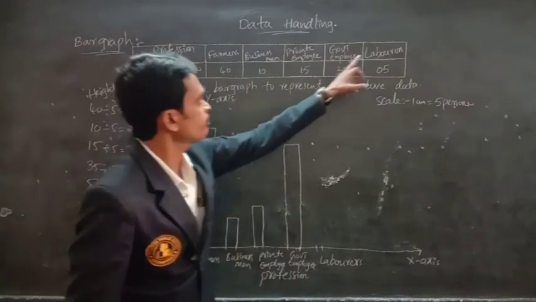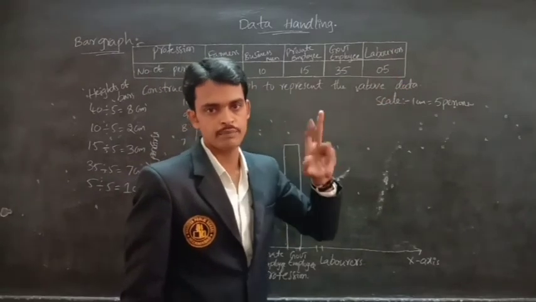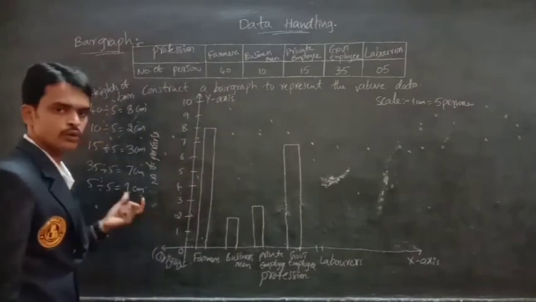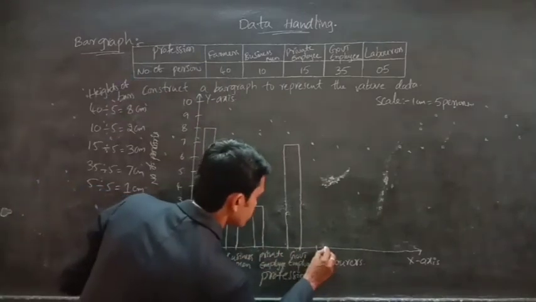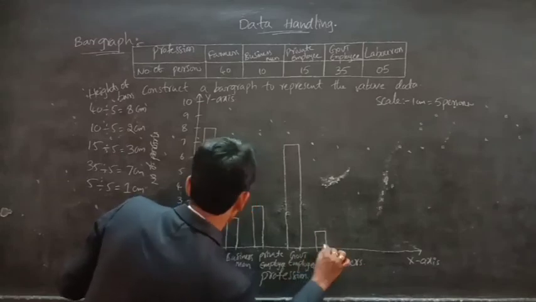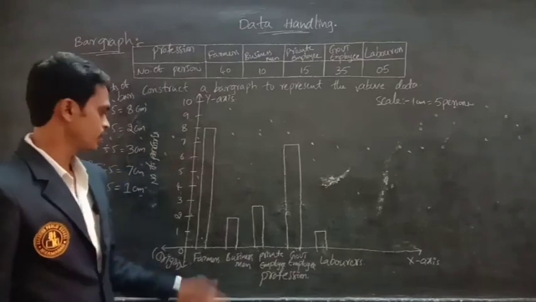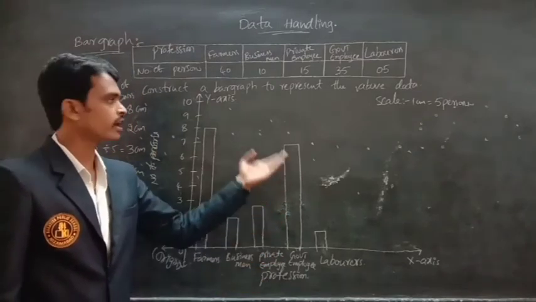Now next, laborers. How many laborers are there? 5 persons. Then it is equal to only 1 centimeter. So here it is 1 centimeter. Like this, it is 1 centimeter. So in this way, we will construct the bar graph.